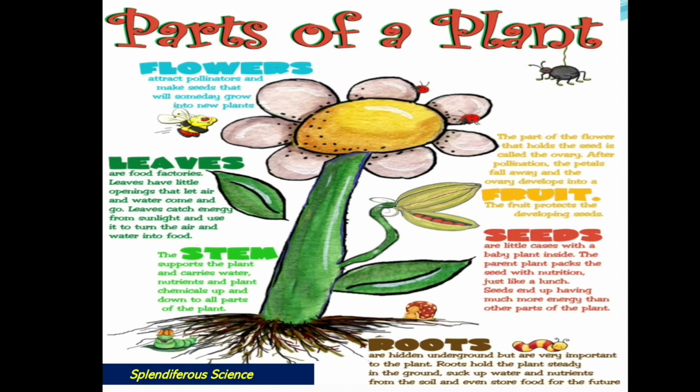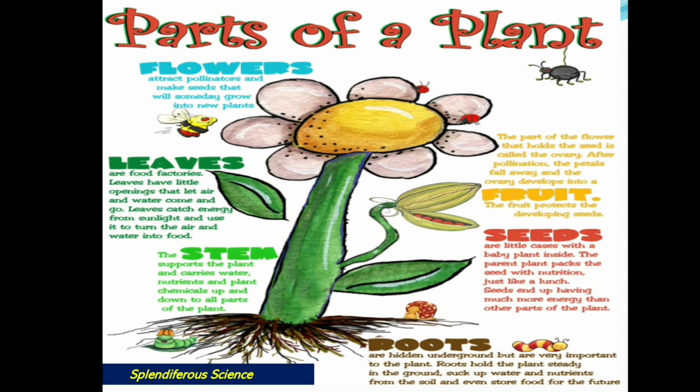And fruit: this part of a flower holds the seed and is called the ovary. After pollination, the petals fall away and the ovary develops into a fruit. The fruit protects the developing seeds. Seeds are little cases with a baby plant inside. The parent plant packs the seed with nutrition, just like a lunch. The seeds end up having much more energy than other parts of the plant.